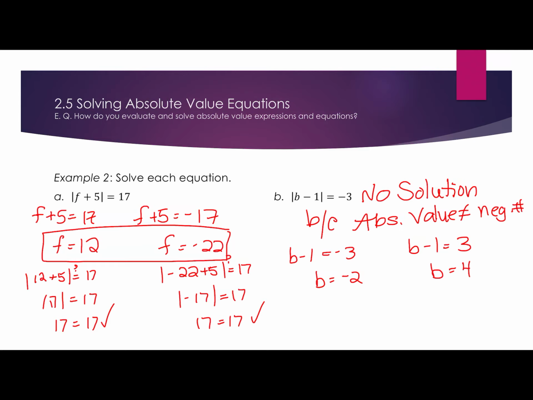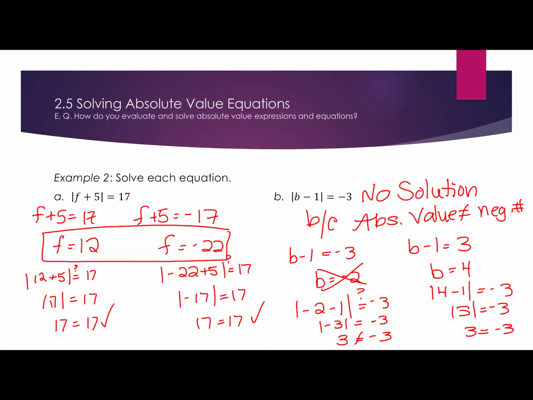But now let's go back and check our answers, because I got two solutions. So if I do negative 2 minus 1, does that equal negative 3? Well, I get the absolute value of negative 3 equals negative 3, but the absolute value of negative 3 is positive 3, and positive 3 does not equal negative 3. So we can count that answer out. If we do the same thing with 4, we get 4 minus 1 equals negative 3. So the absolute value of positive 3 equals negative 3. Positive 3, again, does not equal negative 3. So therefore, we have no solution.